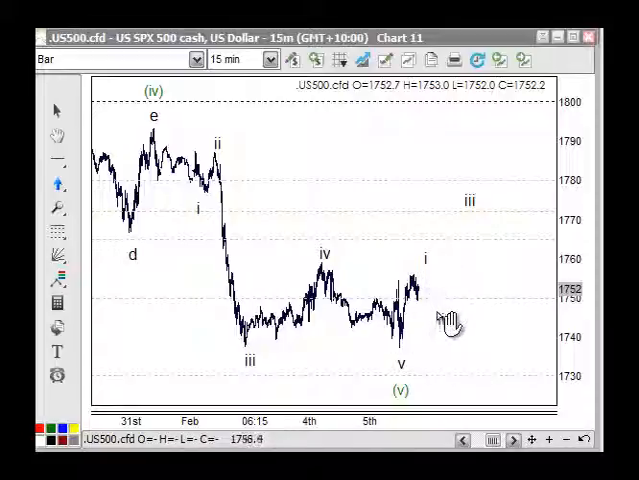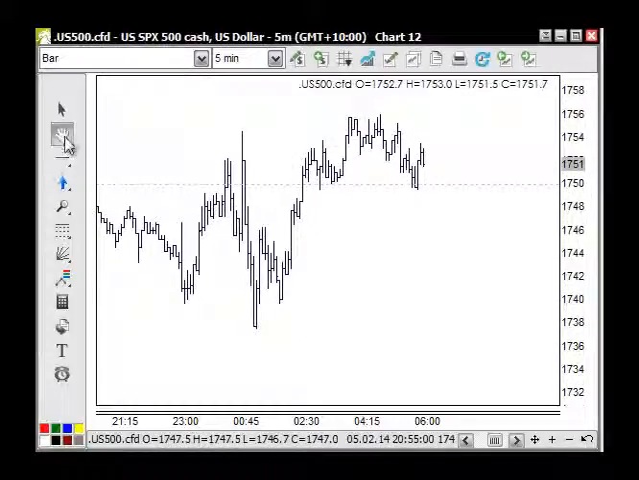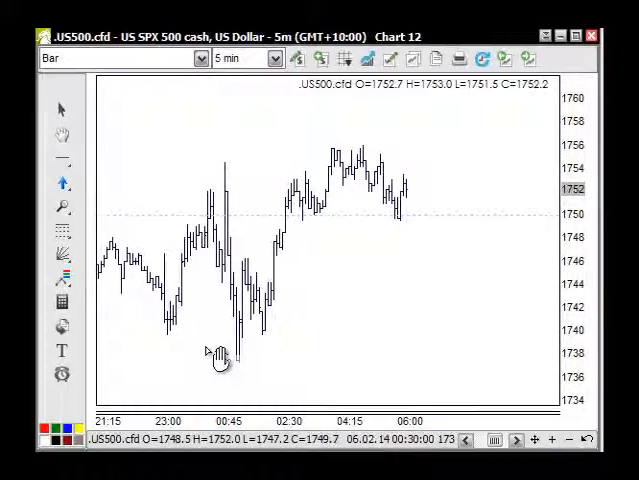So up for 1, back for 2, 3, 4, and 5. That would be up for the A wave. And then there would be the B wave and then the C wave. So just drilling into this a little bit further here. As it stands at the moment from this low here, we do have 5 waves up through here.